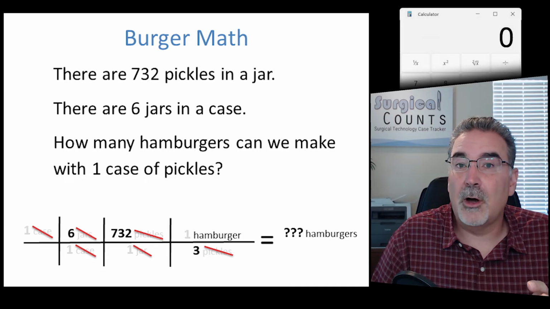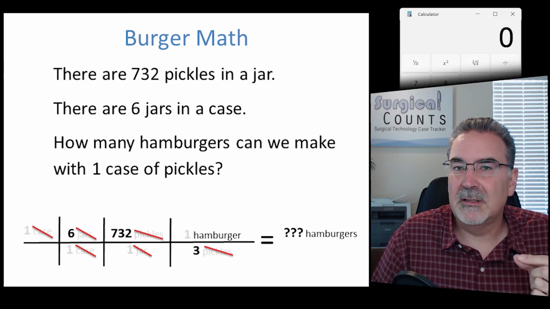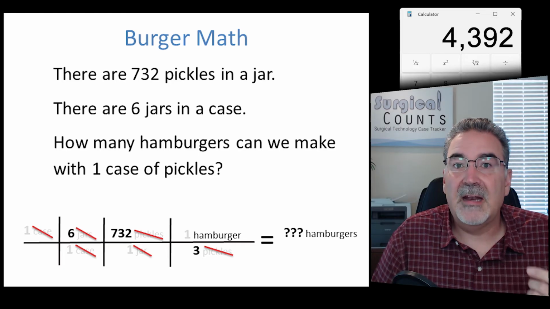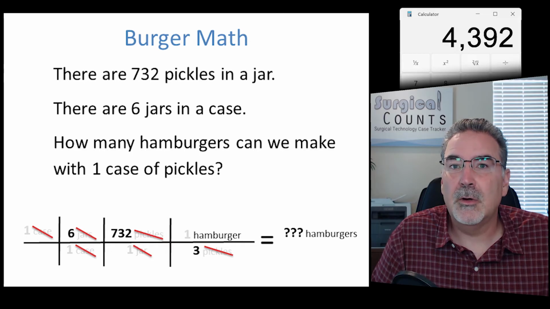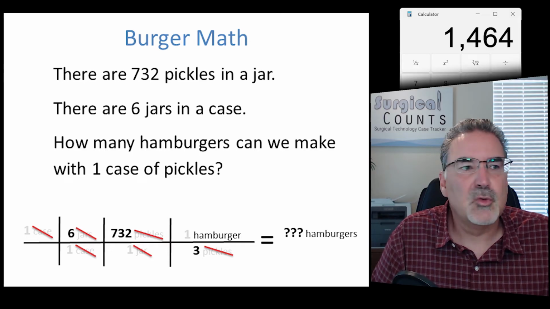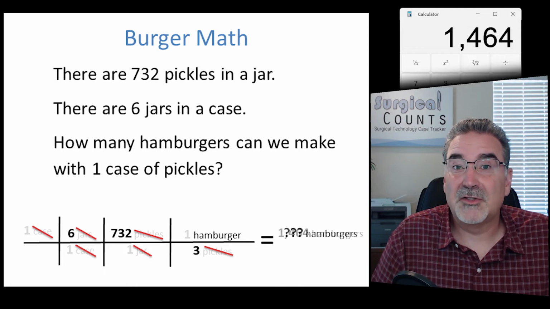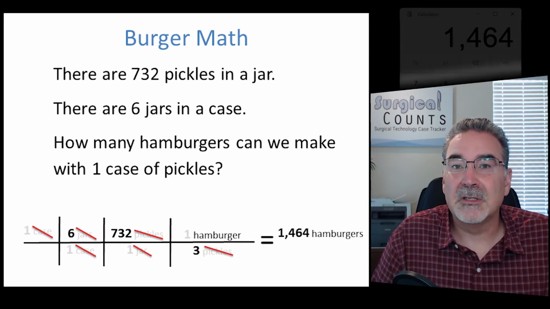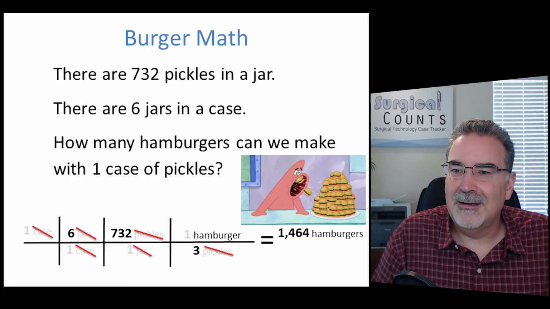So with all the ones gone, let's multiply all the numbers on the top and divide by all the numbers on the bottom. Using our handy dandy calculator, we have 6 times 732, and that equals 4,392. Now 4,392 divided by 3 equals 1,464. So we've solved the question. 1,464 hamburgers is how many hamburgers we can make with a case of pickles. And that is a lot of hamburgers for Patrick to enjoy.